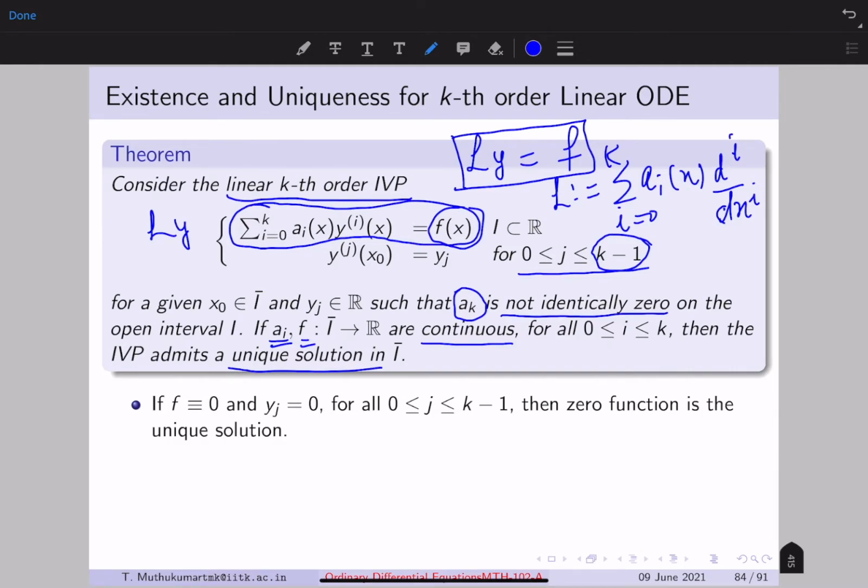So this is the existence and uniqueness statement for a kth order linear ODE. So what is the condition? You just need to assume that the coefficients a_i(x) and f both are continuous functions.